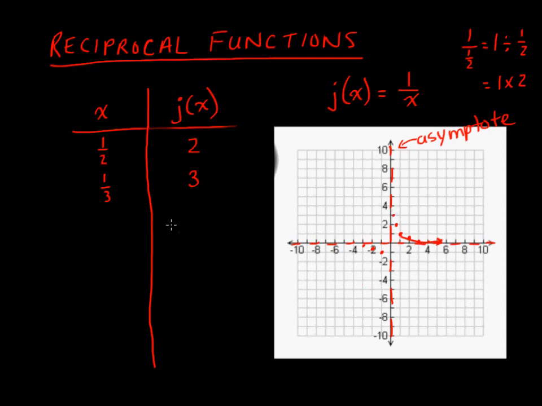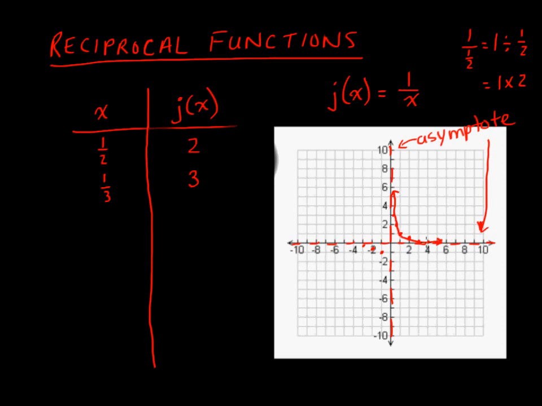Okay? And again, this pattern is going to continue. So as my x values get closer and closer to 0, my y values are going to increase and get closer and closer to that y-axis. Okay? And again, that's the definition of this asymptote here. So the asymptote is at the y-axis and at the x-axis.